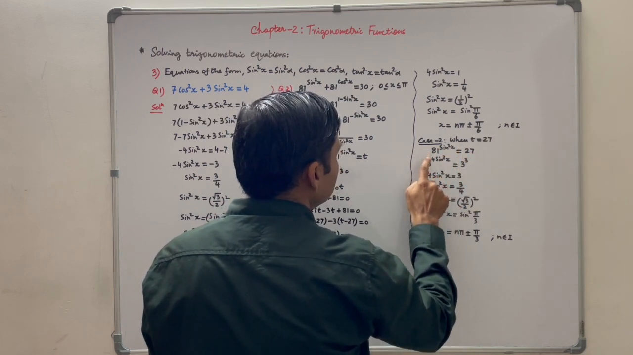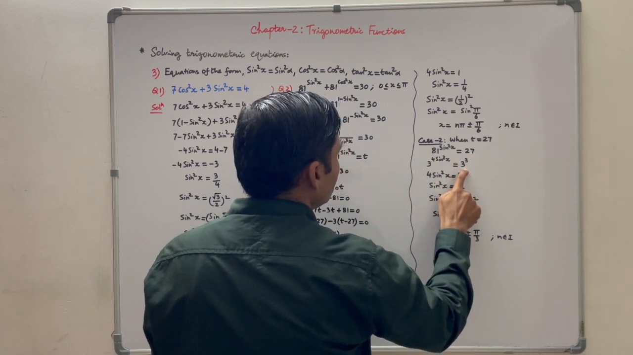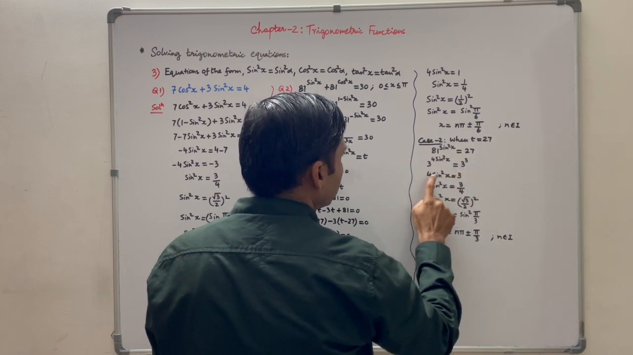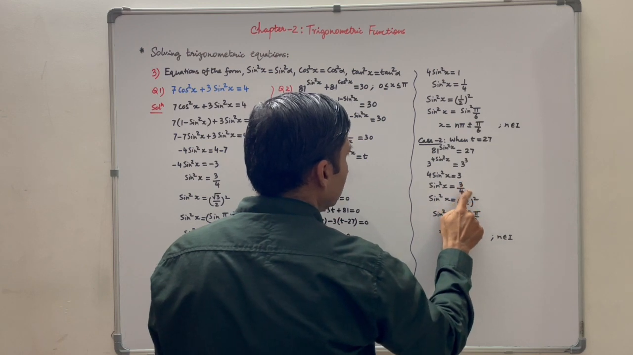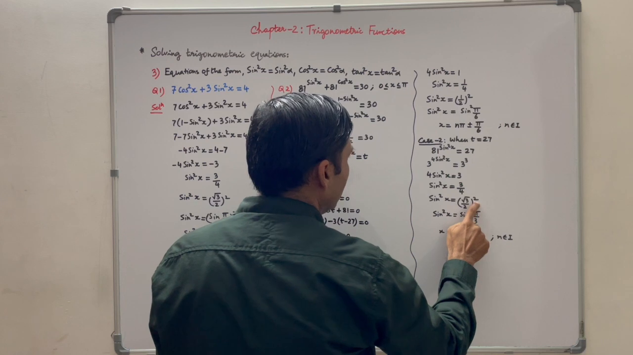Write 81 as 3 to power 4 and 27 as 3 to power 3. So bases are same, so you can compare powers. 4 sine square x is equal to 3, or sine square x is equal to 3 by 4. 3 by 4 can be written as root 3 by 2 whole square.